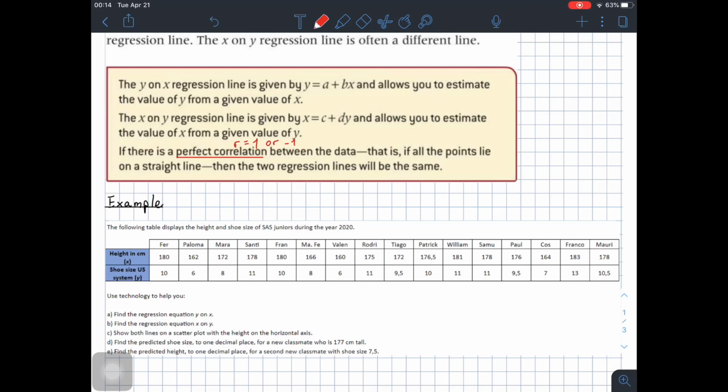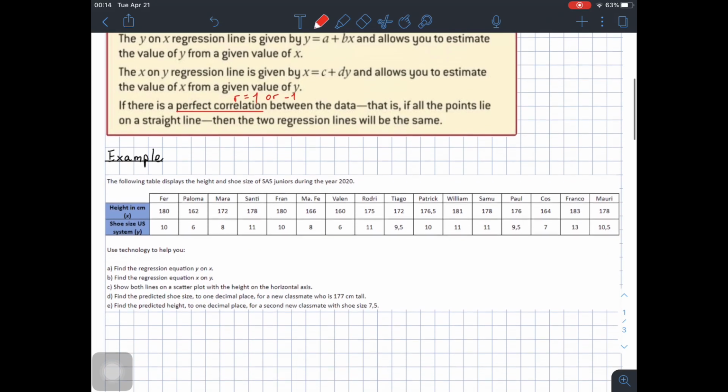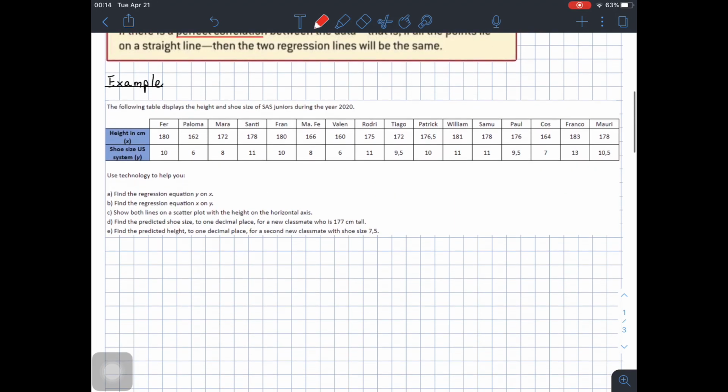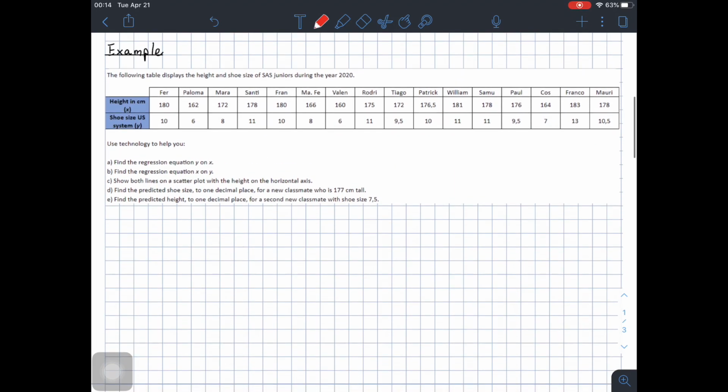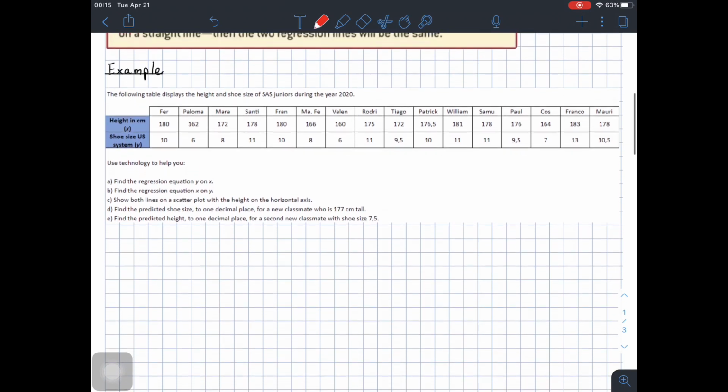But normally this is not the case, right? In a real life scenario, the value of R is very uncommonly equal to 1. It's normally a decimal number different from 1. Okay, so let's see this example in order to further understand what we just discussed here.